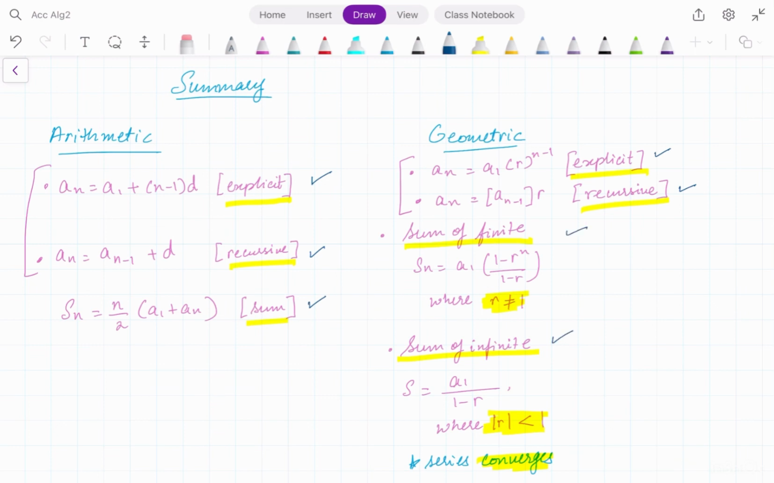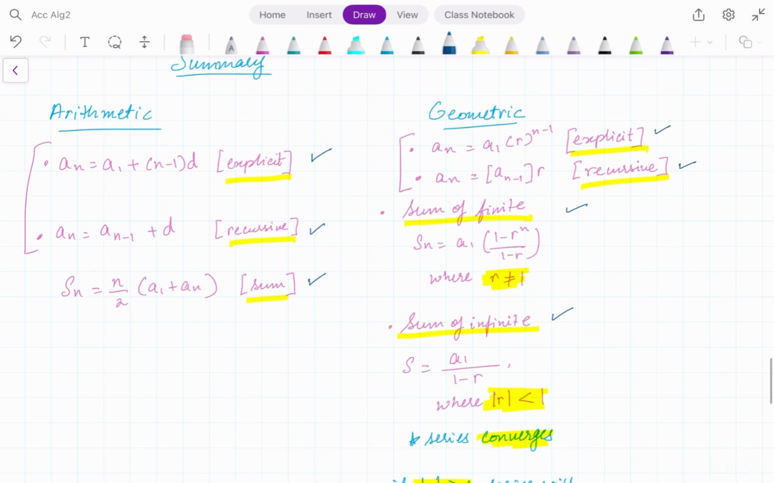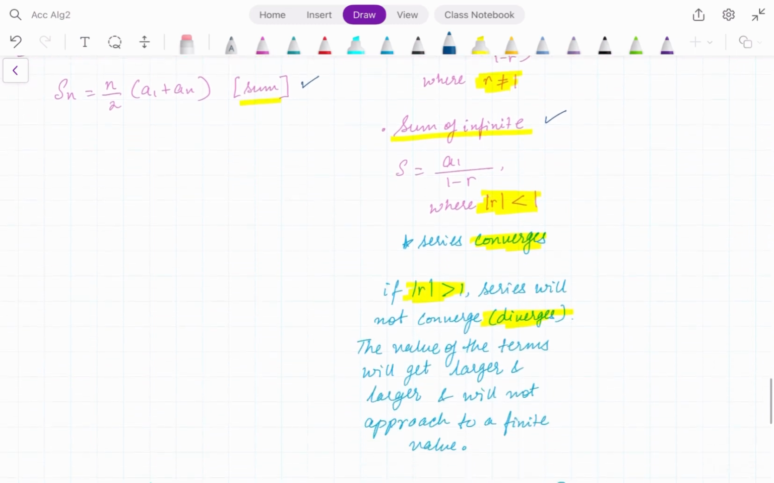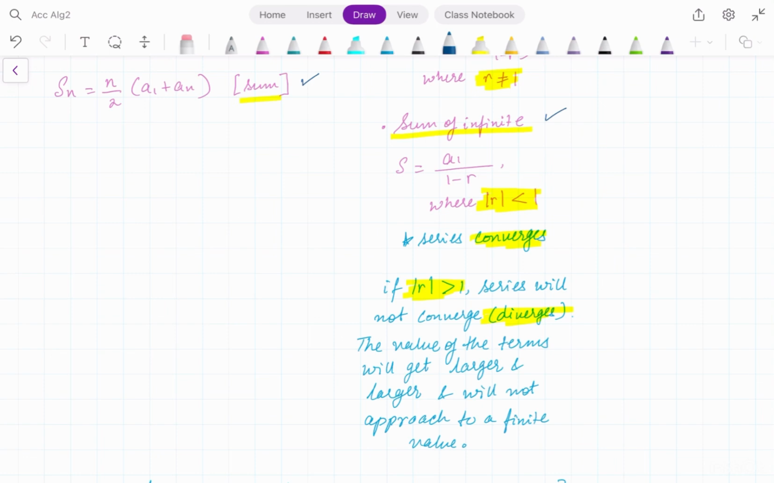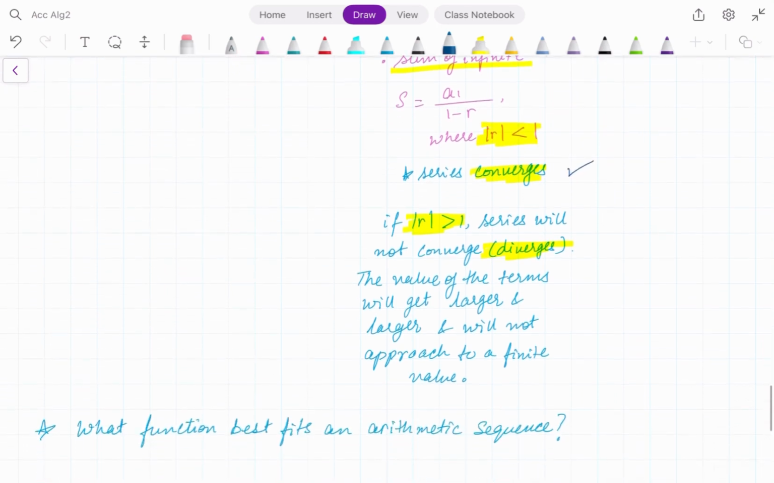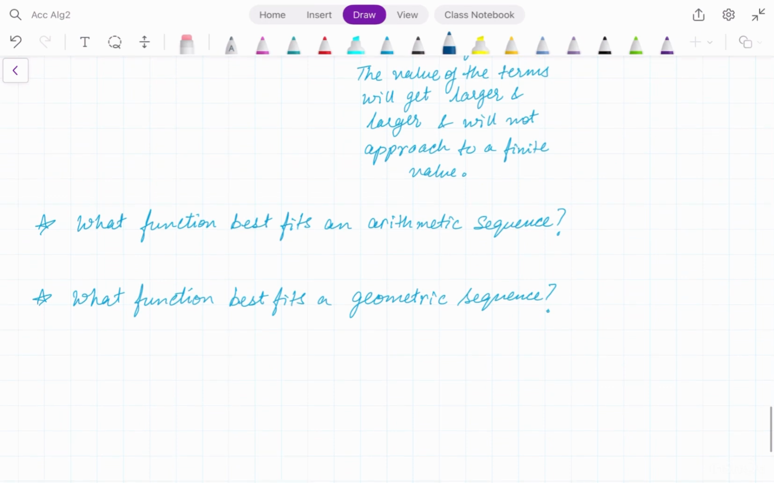For the finite, we are saying that r should not be equal to 1, but for the infinite, we are looking for divergence and convergence. The series will converge, or we will be able to find the sum, if the absolute value of r is less than 1. But if the absolute value of r is greater than 1, then it diverges. To summarize, the function that best fits an arithmetic sequence is the linear, but the function that best fits the geometric is the exponential.